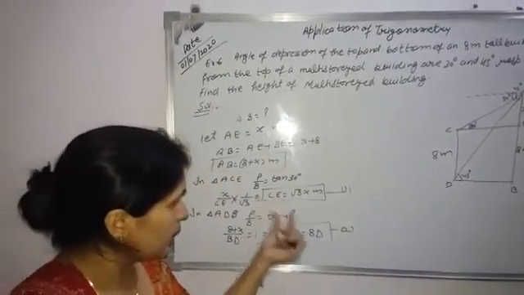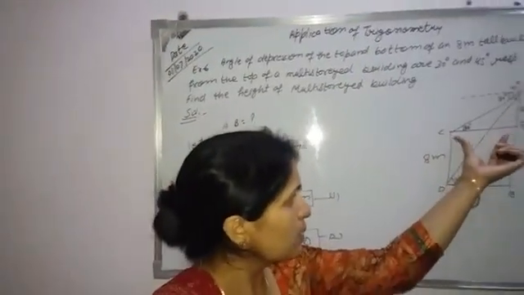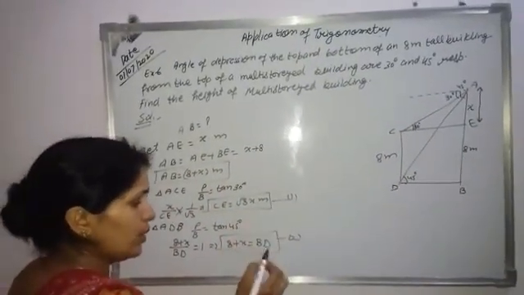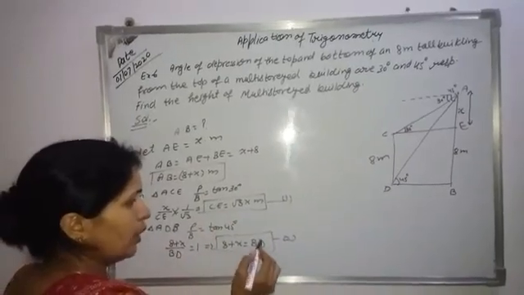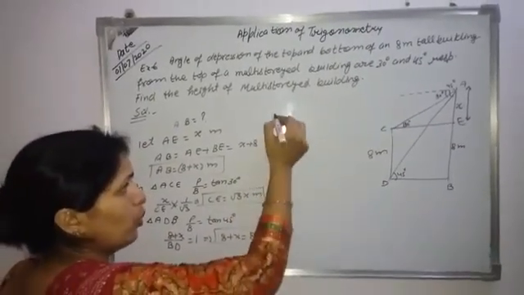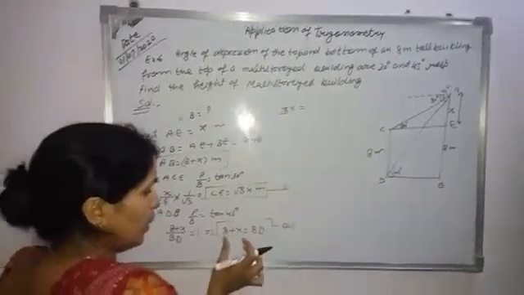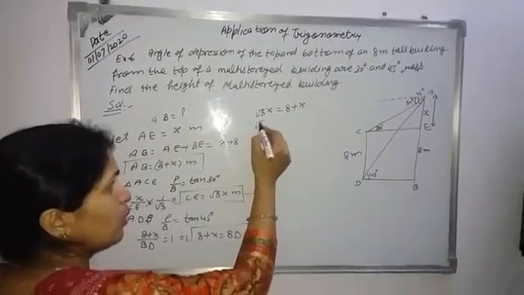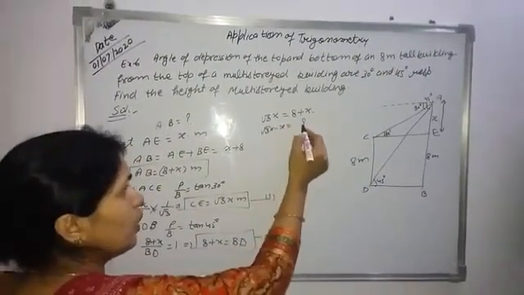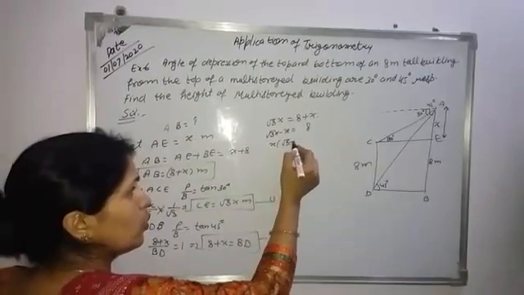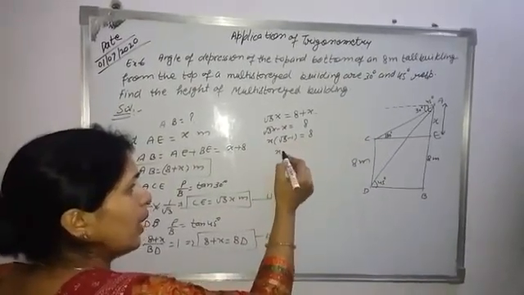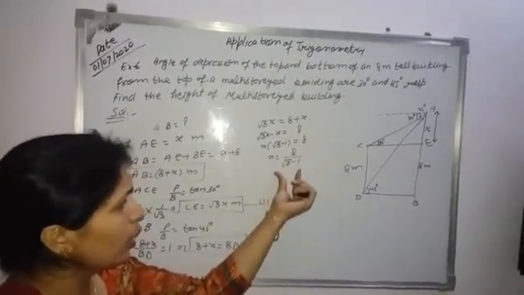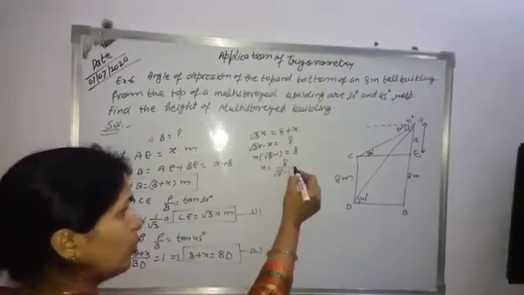Now CE and BD both are the same. CE equals BD. These two values are equal, so from the first and second equations we obtain root 3 times X equal to 8 plus X. When we take X to this side, root 3 X minus X is equal to 8. X is common, so X times (root 3 minus 1) is equal to 8, and X is 8 divided by root 3 minus 1. And here this square root term is in the denominator, so we have to resolve this term.